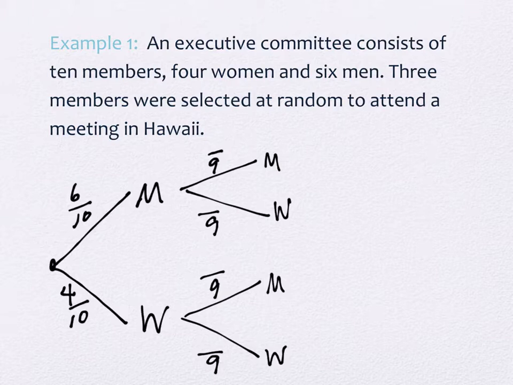So if I'm going along the very topmost branch, I've already picked one man out of the basket. How many men's names are still left in? 5. How many women's names are left in? The same 4 from before because I didn't select a woman.